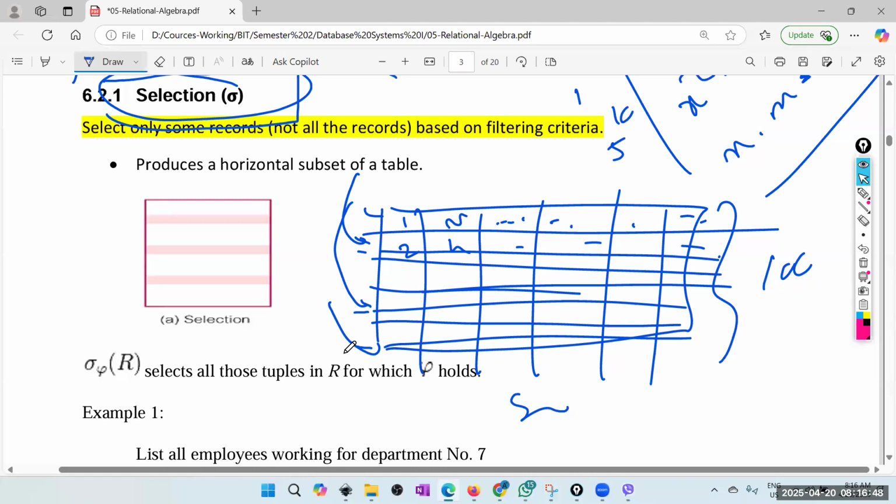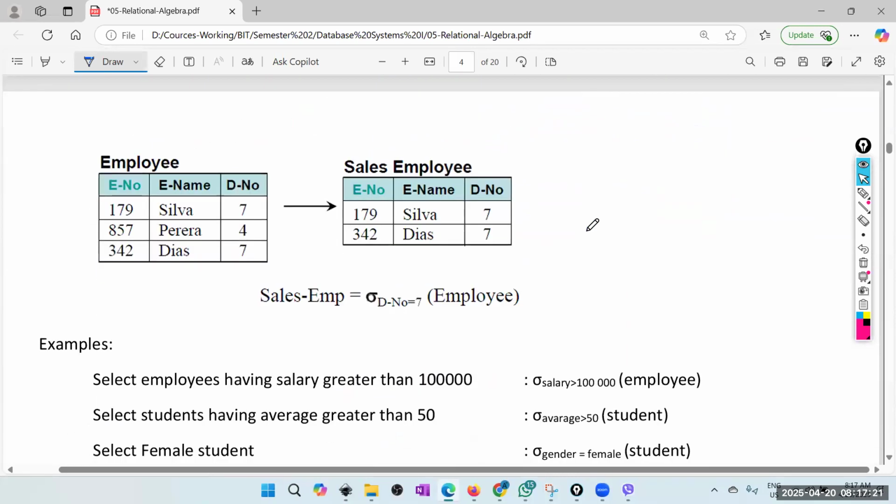Maybe students who have done their payments, or employees having salary greater than 200,000 rupees. So that is called selection. Selection means you select only selected rows based on a condition, which we often need, right? So that is called selection. Okay, so this is an example.